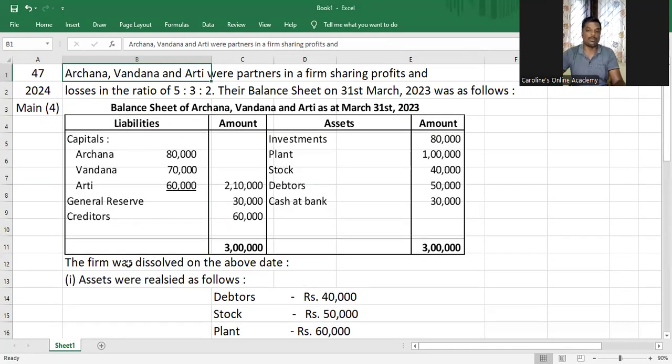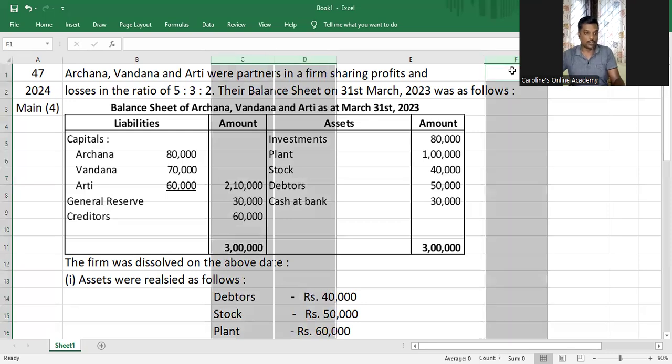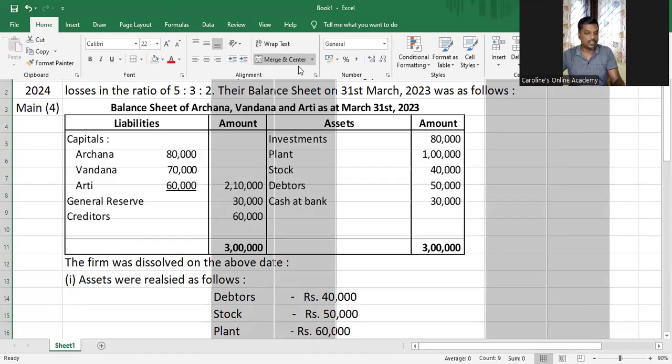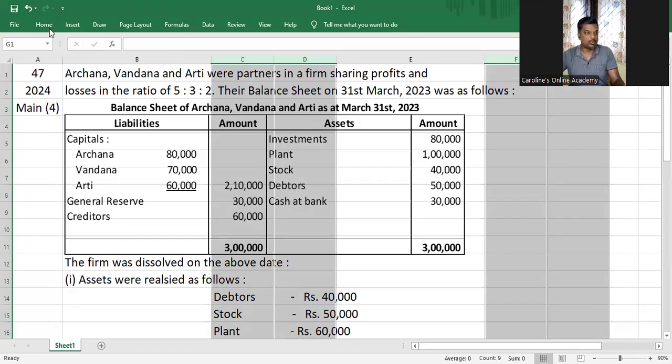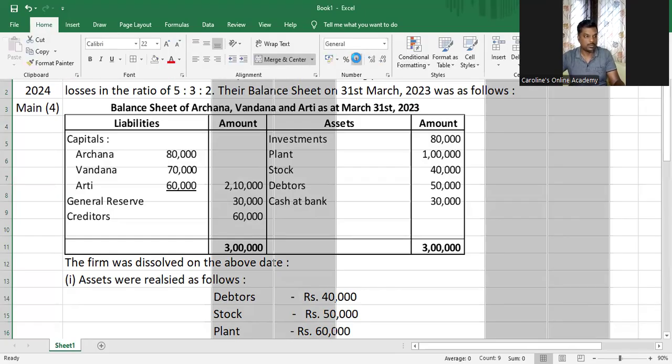This is a very simple problem with very, very basic adjustments. Let me go ahead and solve this for you so you understand how simple this is. The first thing to do in a realization problem would be to transfer the assets and liabilities to realization account.